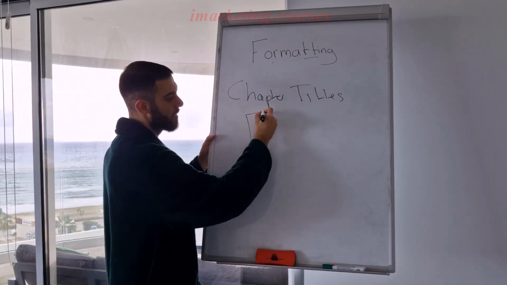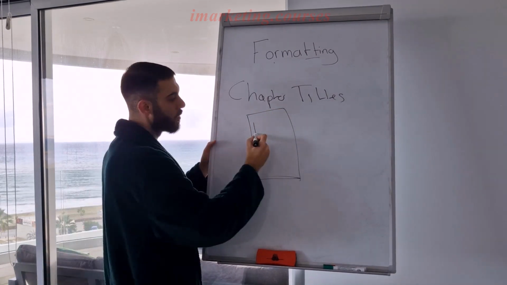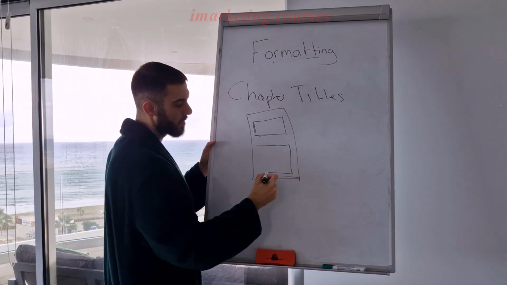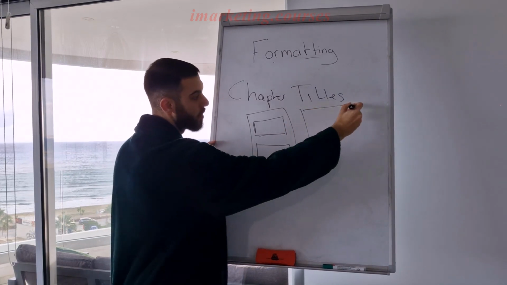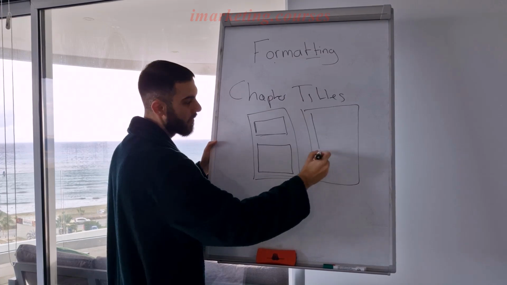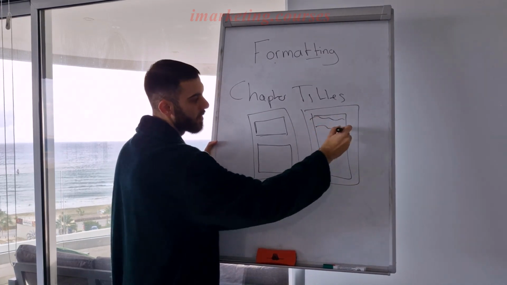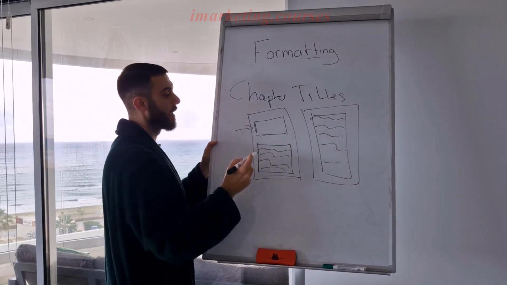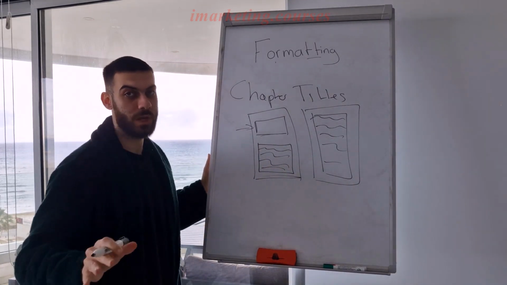Let's say this is the page of your book. You always have your chapter title right here, and then your body text starts here. And then in your second page, when they continue reading, you can have more body text like this. This is all your body text, and then the body text starts here. Now, it's very important that you understand some basic things about your chapter title.